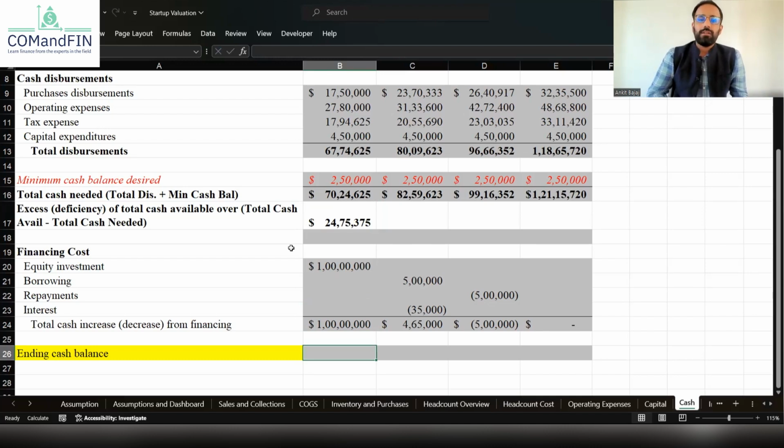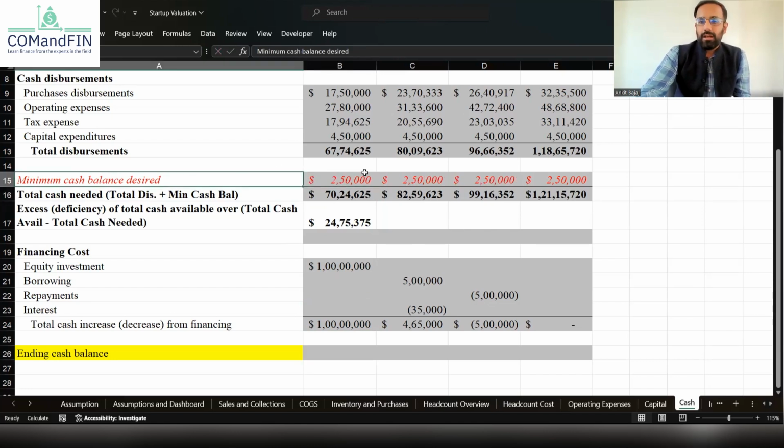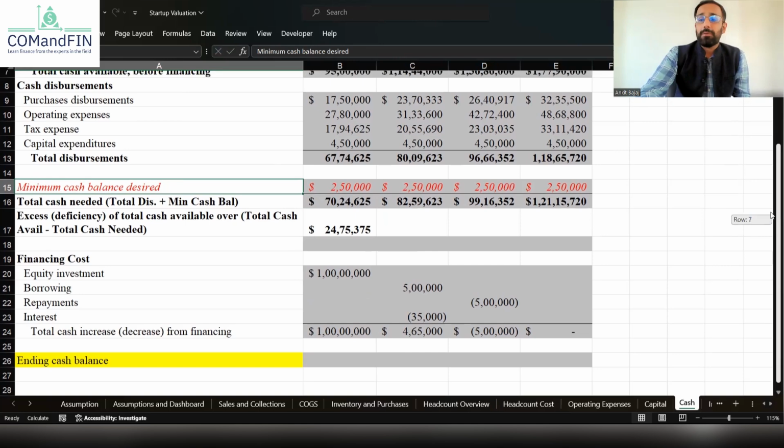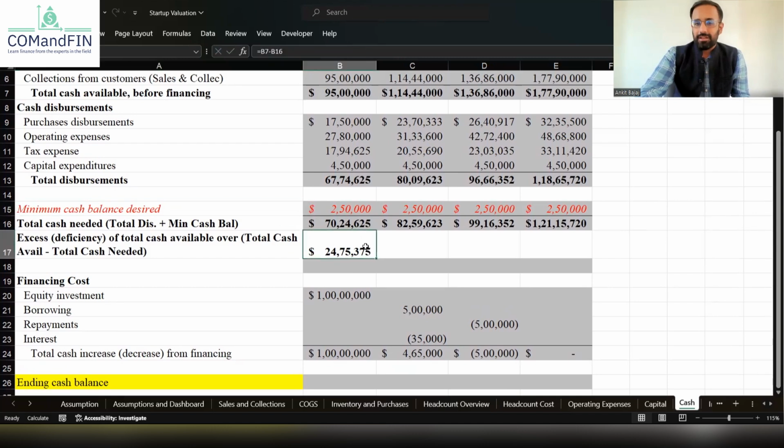Here you have to understand that we have provided an adjustment for the minimum cash desired balance. Now, the minimum cash desired balance is an estimate which the company wants to keep with them. If you see here, the company has excess cash, which means the company is able to fulfill the requirement of the minimum cash balance desired.